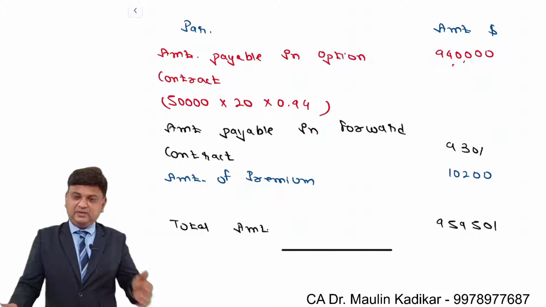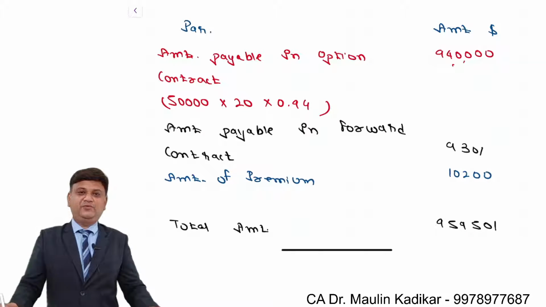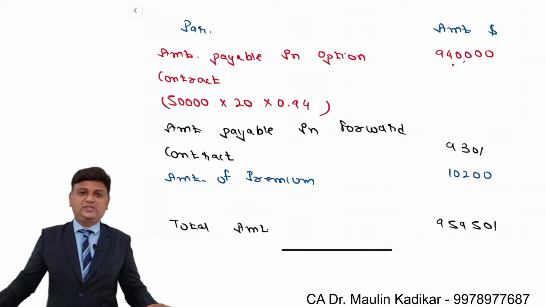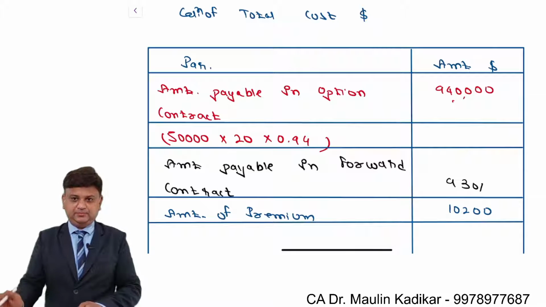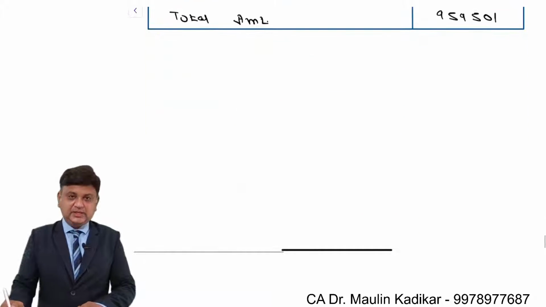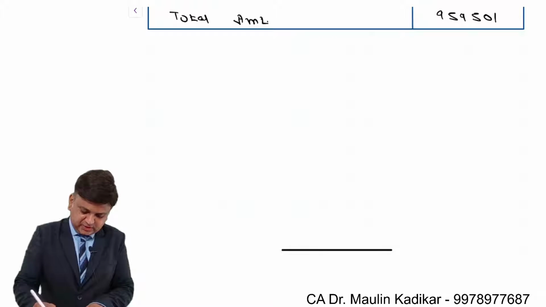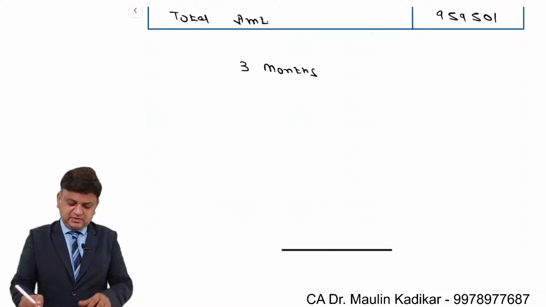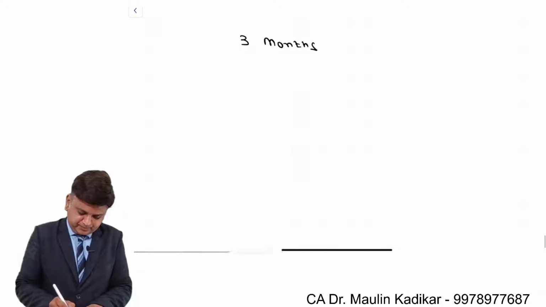This is for 1 month and similar working is required to be made for 3 months. For 3 months, I request you to put your answer in the chat box. Then I will be doing the answer for you. Let us say in case of 3 months, how to do the answer. Now in 3 months, it will be relatively simple for you to understand.